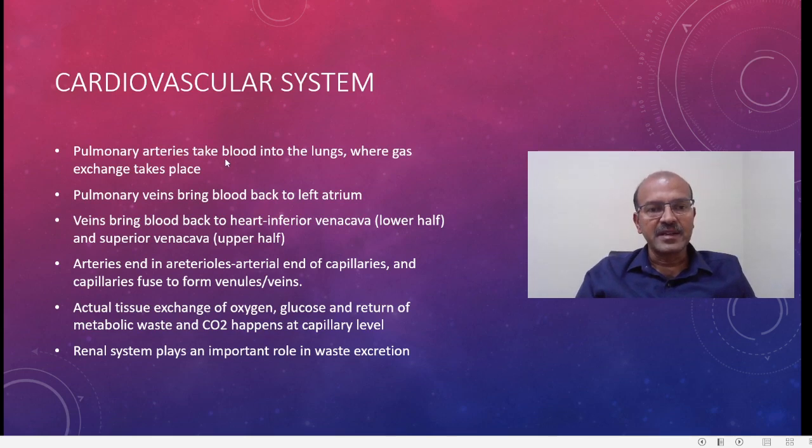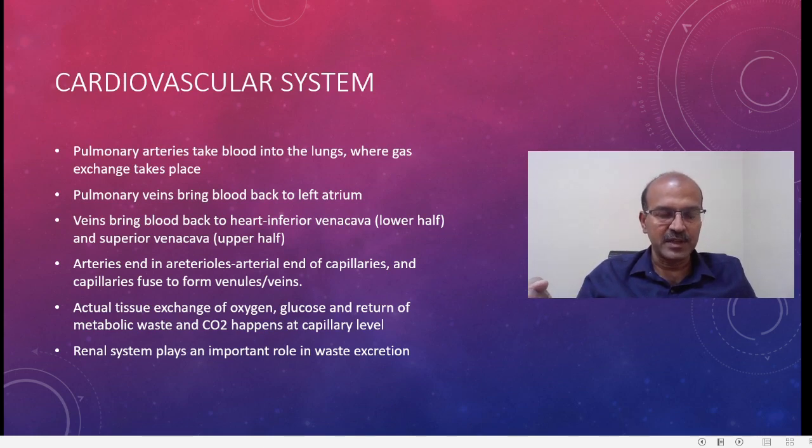The pulmonary arteries take blood into the lungs, and this is where the gas exchange takes place. So the carbon dioxide leaves the blood and goes into the lung to be washed out, while the oxygen comes into the blood from the lungs. The oxygenated blood comes through the pulmonary veins into the left atrium, and then this goes to the left ventricle to be pumped to the rest of the body, the oxygenated blood.